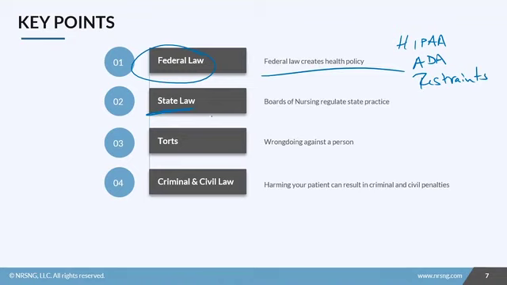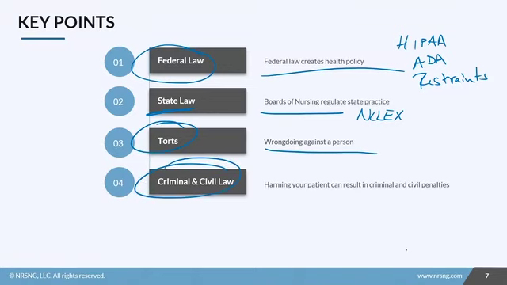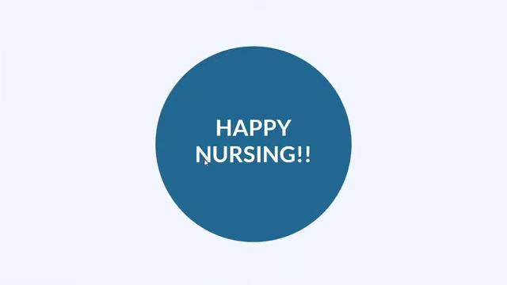We talk about state law. Boards of nursing regulate state practice. The NCSBN regulates your NCLEX. That happens at the state level. Torts. These are wrongdoings against another person. The last thing we want to look at is criminal and civil law. There are criminal and civil penalties if you don't follow the law or if you harm your patient. Thanks for sticking with me today through some not fun, but really, really important information. There's one thing to remember from today, and that is to follow the law.